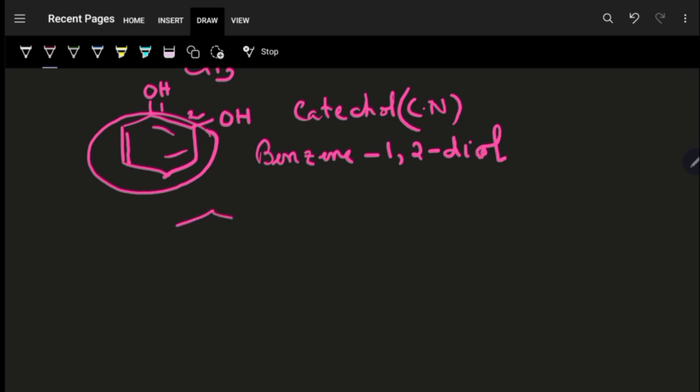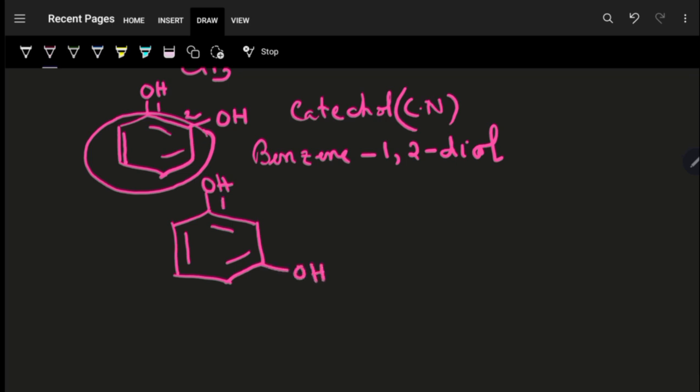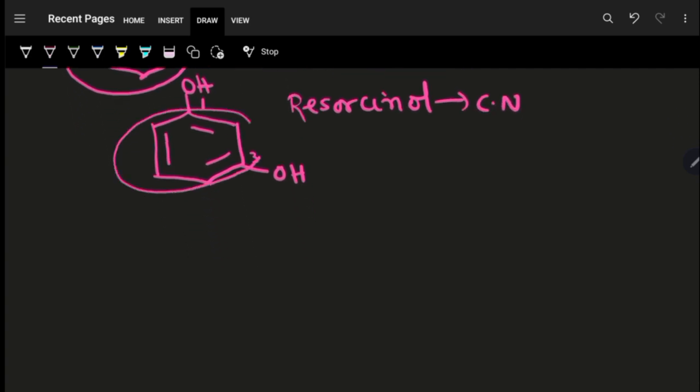Now again, if I have the second OH not in the 2 position but in the 3 position, so this is 1, this is 3. This was catechol and here the name is resorcinol. Resorcinol is the common name. And the IUPAC name is again benzene as the parent, benzene 1,3, there are 2, so diol.